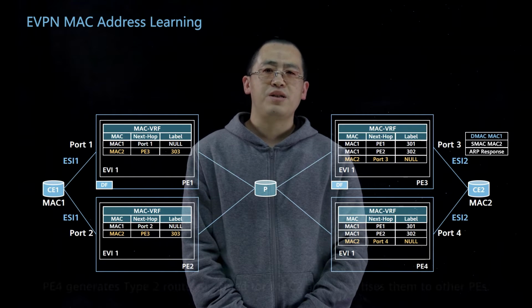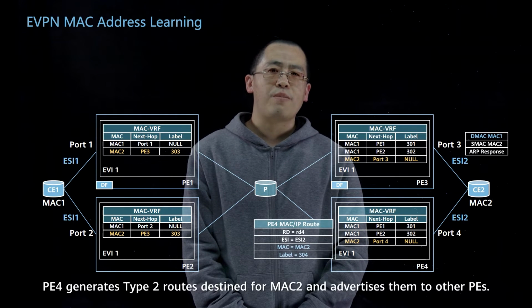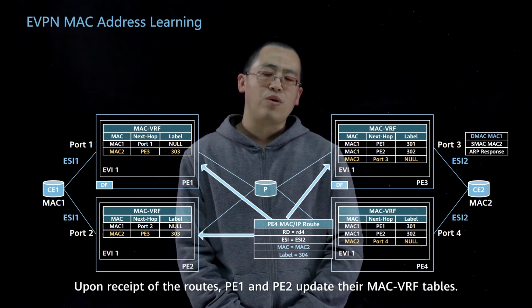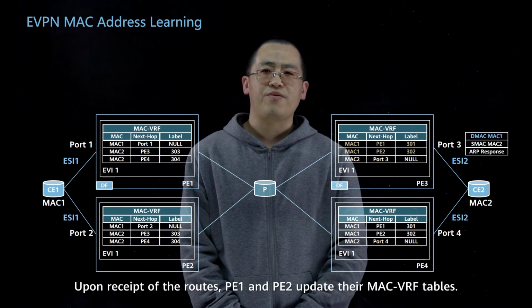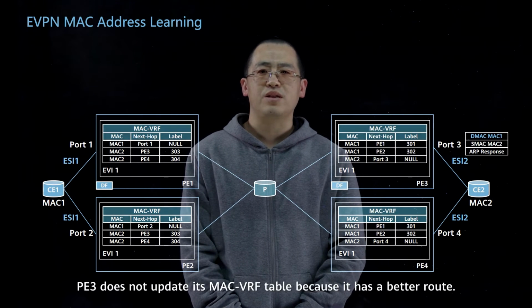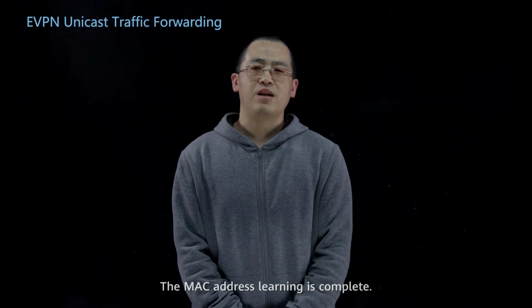At the same time, PE4 generates Type 2 routes destined for MAC2 and advertises them to other PEs. Upon receipt of the routes, PE1 and PE2 update their MAC VRF tables. PE3 does not update its MAC VRF table because it has a better route. The MAC address learning is complete.